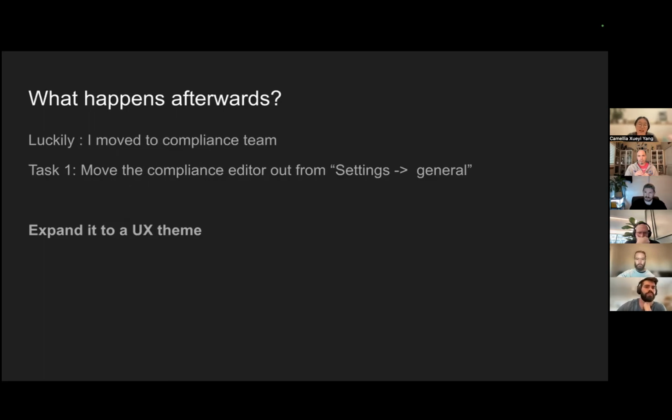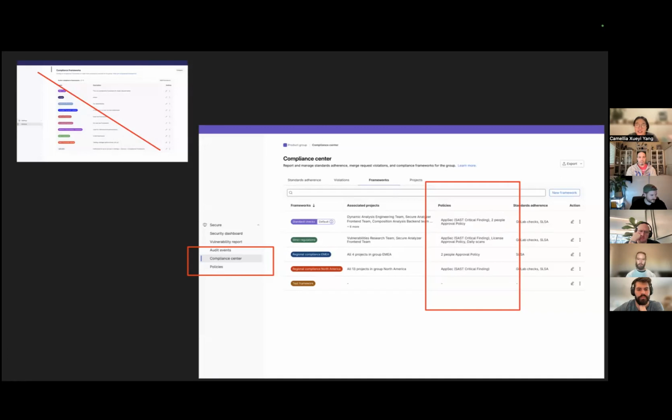And then what happened afterwards is that luckily I moved to the compliance team. The first thing we identified as a higher priority was moving the compliance editor outside of settings general. I took the chance to expand it to a UX sim. I'm not only moving it from the settings area to secure compliance, I'm also changing what you see before, just the compliance framework label, description and actions. I made a policy linking list and the possibility there.